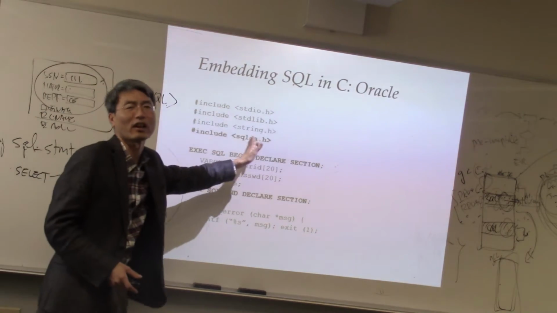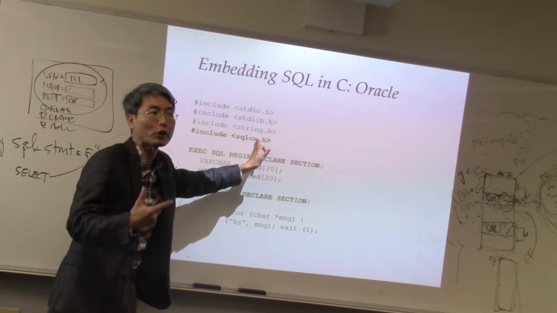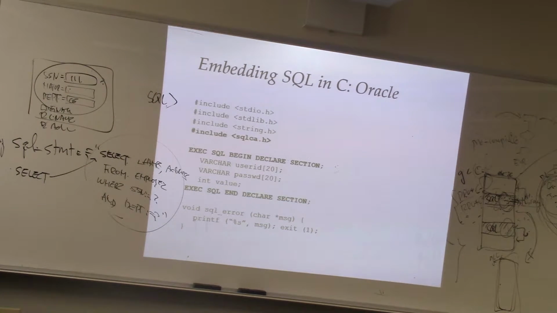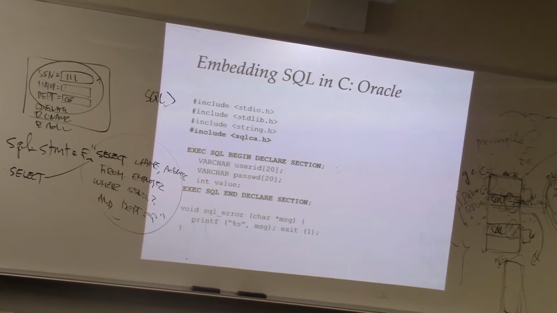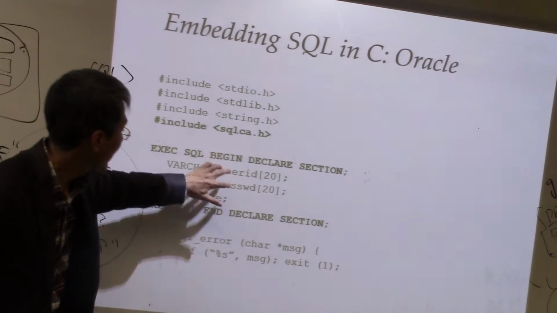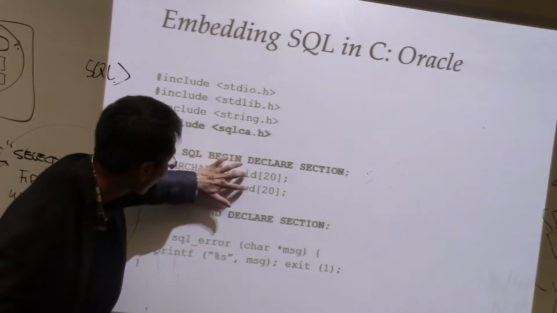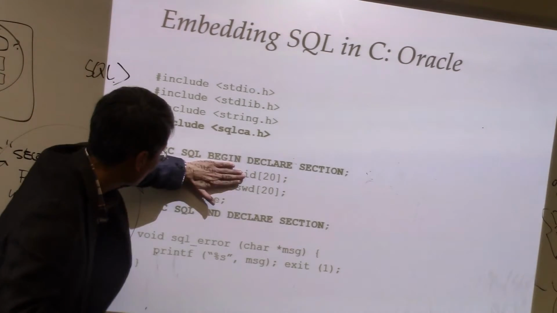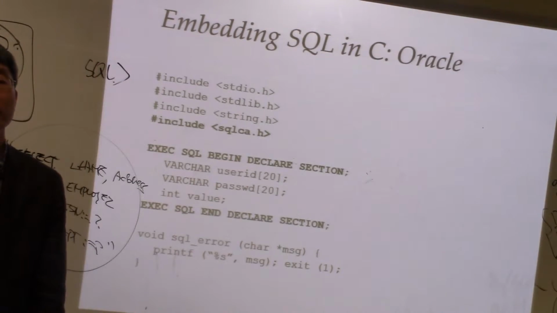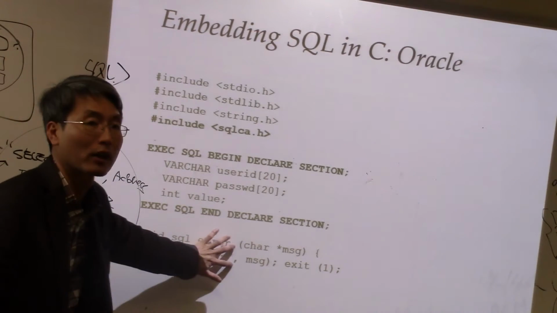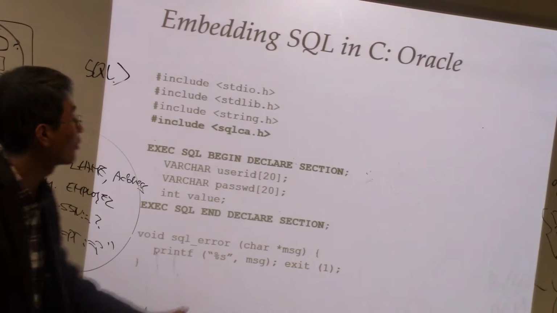So it is mostly standardized. Informix and other relational database management systems use a similar one, almost the same. Okay, then I try to define username and password. This one is in between the SQL block, which means these user ID and password variables will be used between SQL and your host C program. Okay, then what about this void SQL error function? This is C code. It's pure C code.